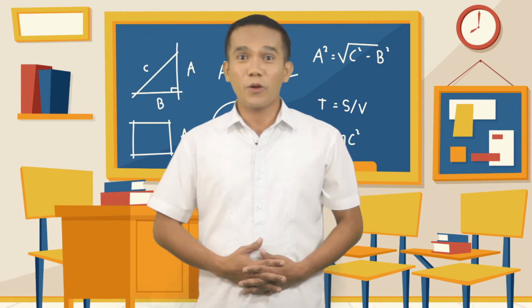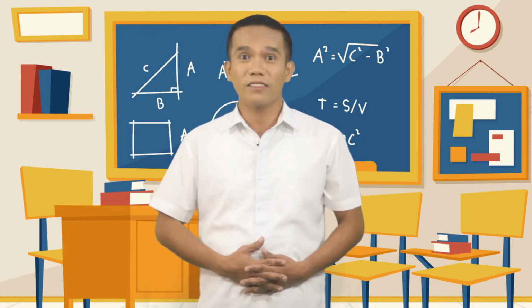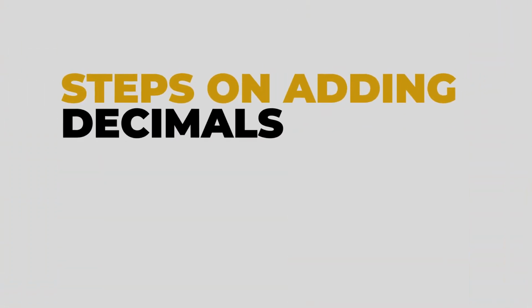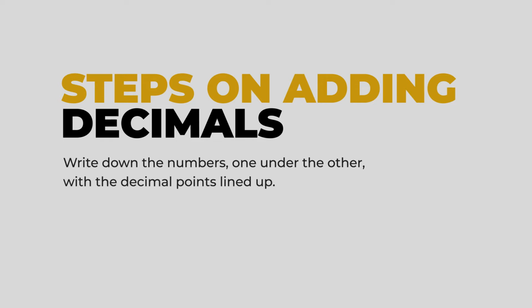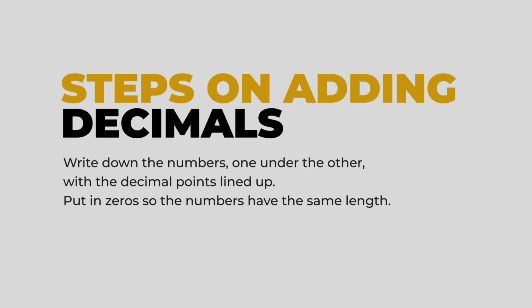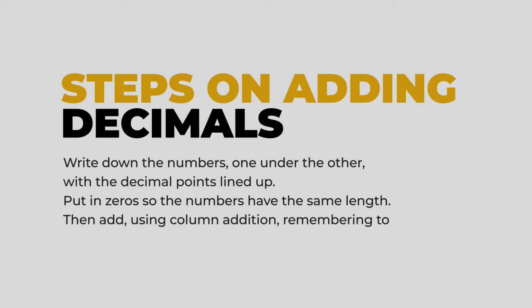Kids, do you still remember how to add decimals? Let's have a short recall of the steps. To add decimals, follow these steps. Write down the numbers, one under the other, with the decimal points lined up. Put in zeros so the numbers have the same length. Then add, using column addition, remembering to put the decimal point in the answer.